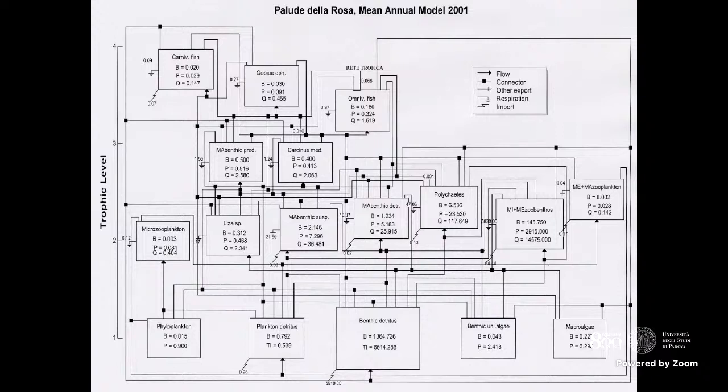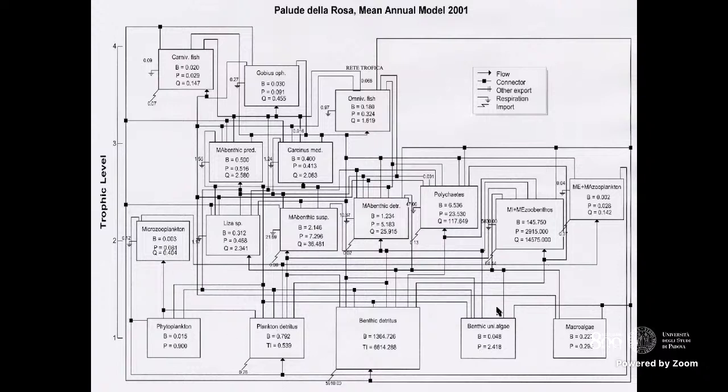You have already seen this type of picture. I told you that the dimension of the boxes in this schema are proportional to the biomass. So the more the biomass, the larger the boxes. Then for each box, you have to include information concerning the production and the consumption, P and Q.